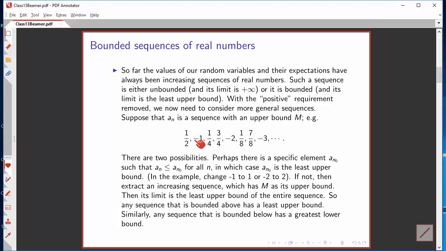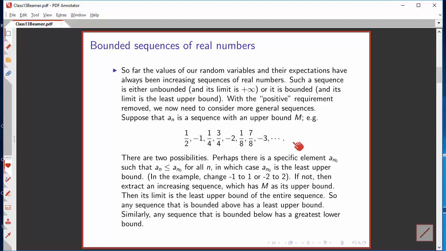If, for example, I simply remove this minus sign and make the second term be 1 rather than -1, 1 is the least upper bound for the entire sequence. If that doesn't happen, then I can extract an increasing subsequence that has the value capital M as its upper bound. In this case, that sequence would be 1/2, 3/4, 7/8, and so on, which converges to the upper bound 1 of the entire sequence.